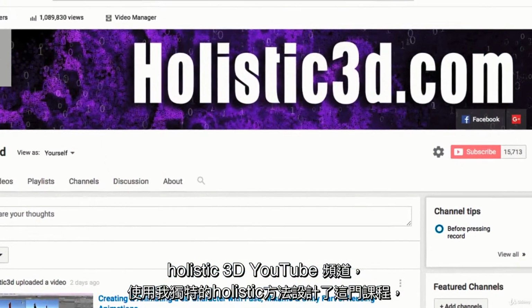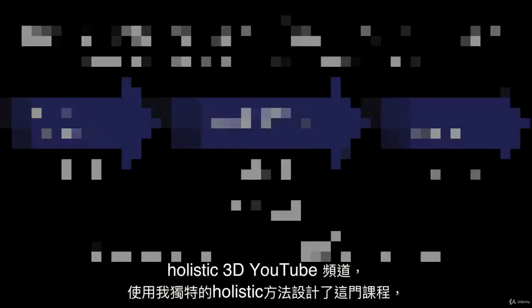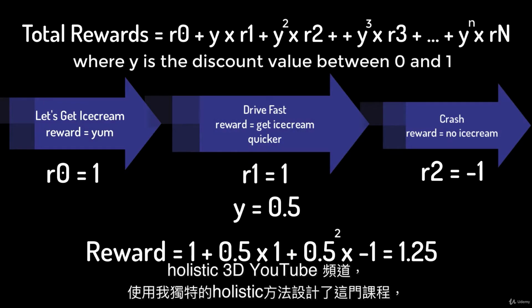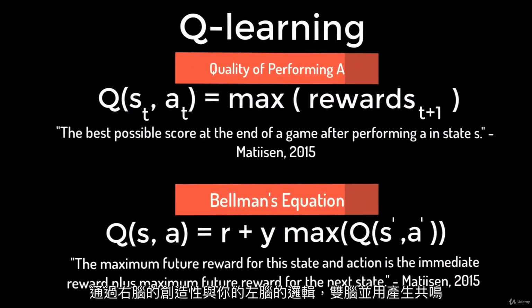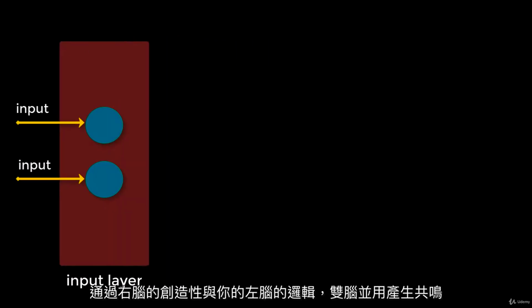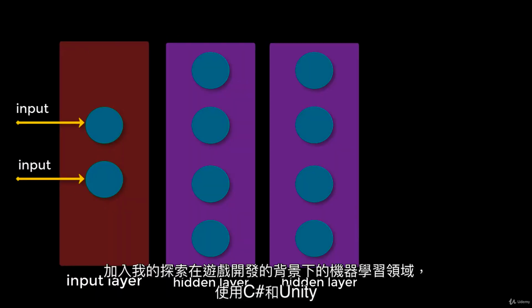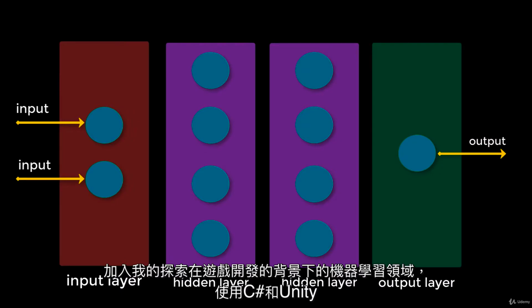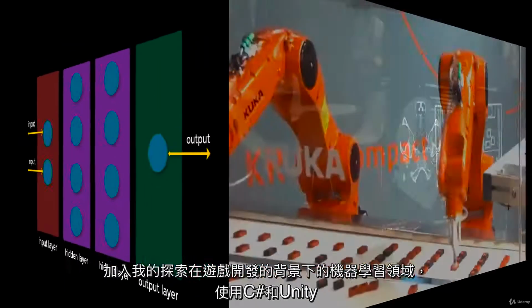Using my unique holistic approach, I've structured this course to resonate with both sides of your brain, with logic for the left through right-sided creative examples. Join me as I explore the machine learning domain in a game development context, leveraging C# and Unity.